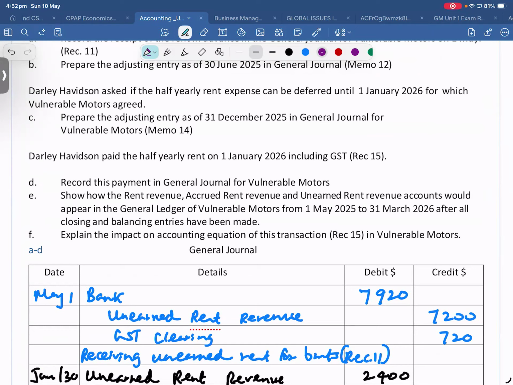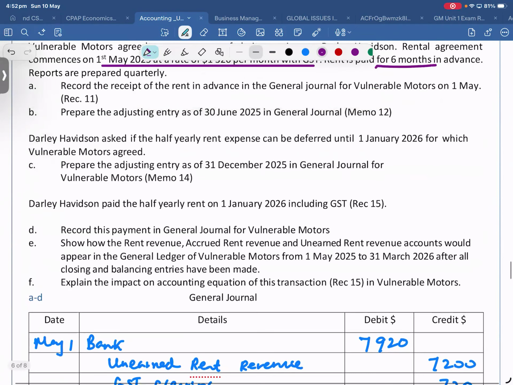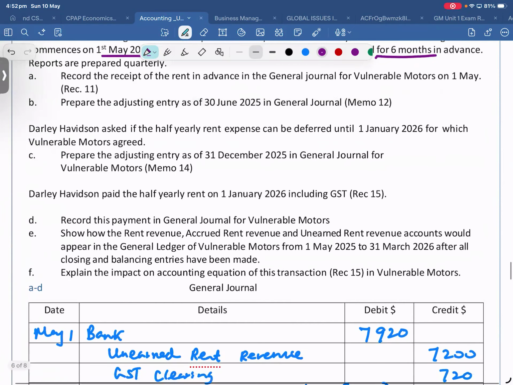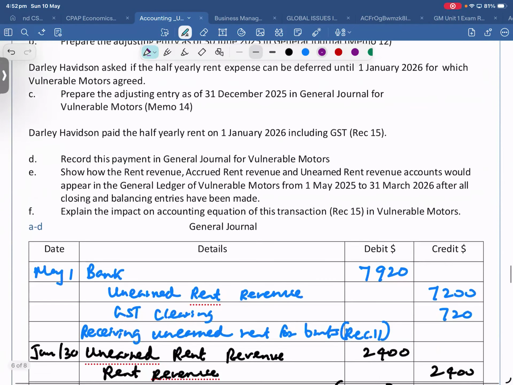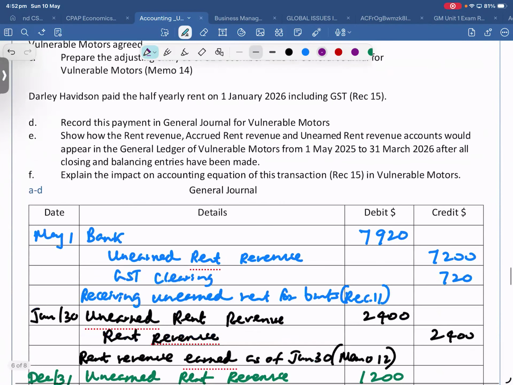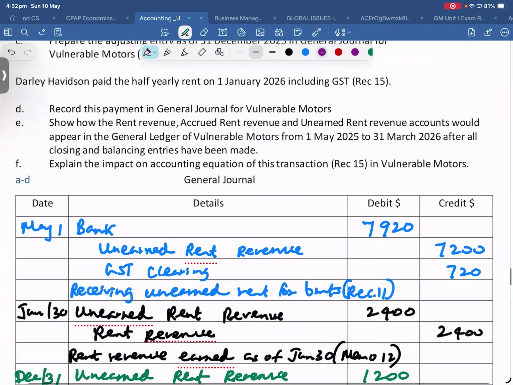Okay. Right. What's the double entry for part B? Unearned rent revenue 2,400. Yep. Rent revenue credited 2,400. Very good. So rent revenue earned for the period to 30th June is 2,400.